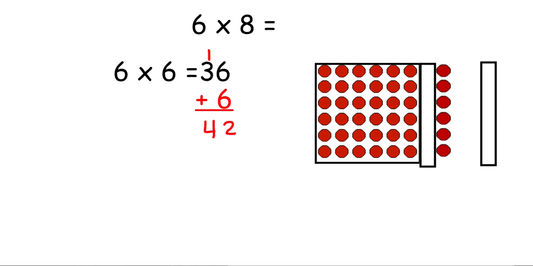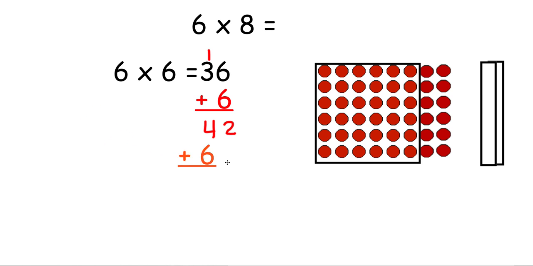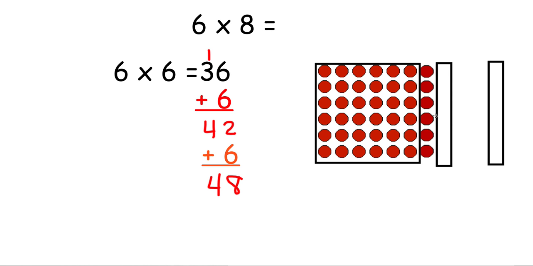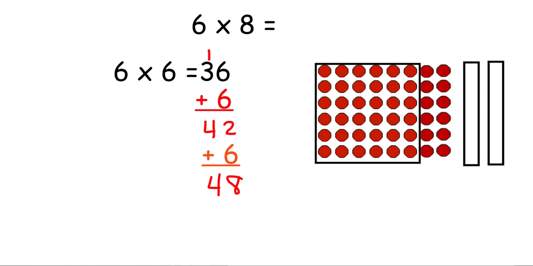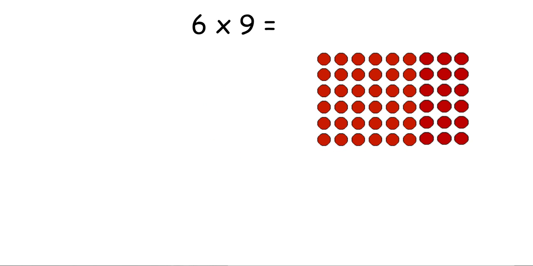And then you have to remember that there's another column here that I need to bring in, which means I need to bring in another 6. And so when I do that, I get the answer of 48. So 6 times 8 equals 48, which is the same as 6 times 6 plus another 6. And our array here shows us that we have the 6 times 6 inside the square, and then we have one 6 here and another set of 6 there, is what we added to our 36. Let's try that with another problem.